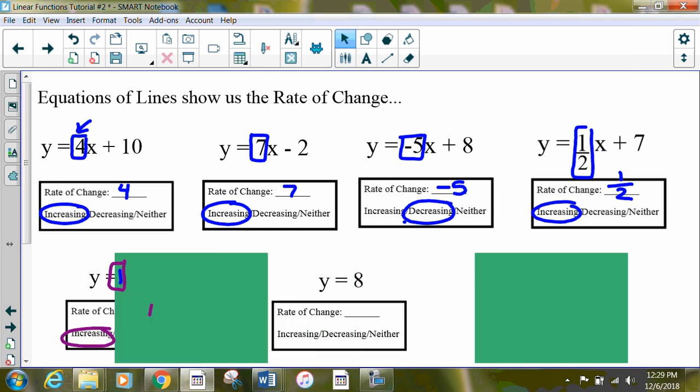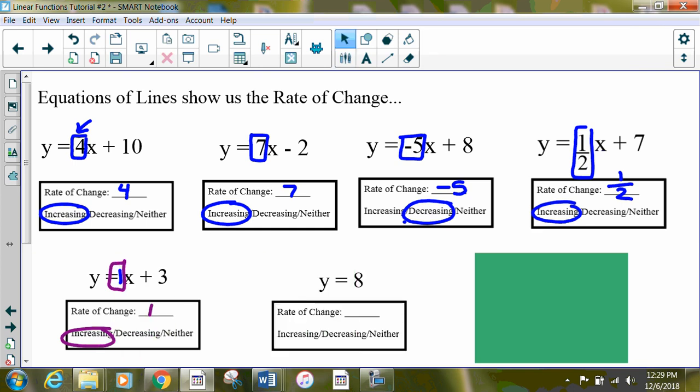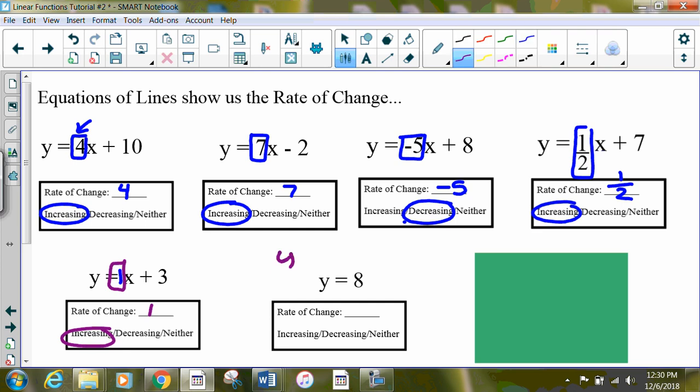All right, so go ahead and write this next one down, y equals 8. And we're like, oh no, there's no x. There's literally no x. So we can stop and we can rewrite this in a way that can help us. When there's no x, we can write that there are 0 x's, and then we can put plus 8. Okay? When we do that and we put a box around the number in front of the x, we see that the rate of change is 0.